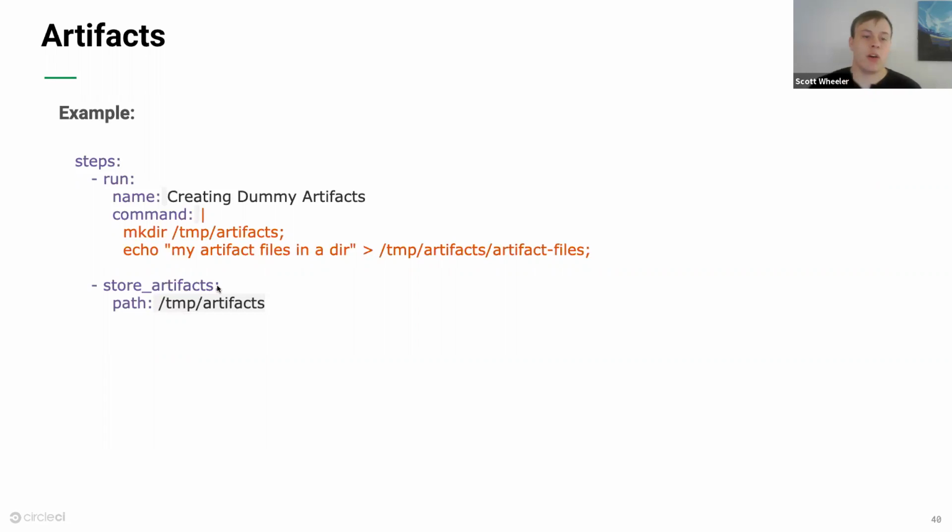An example of creating artifacts, we call it creating dummy artifacts. The command to create a file, this is my artifact files in a directory, and we store the artifacts from tmp artifacts.